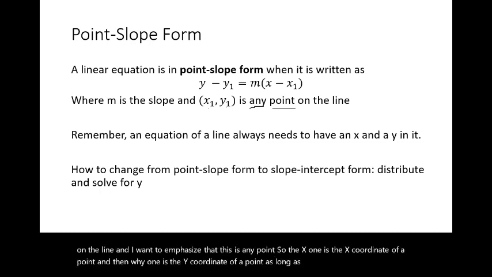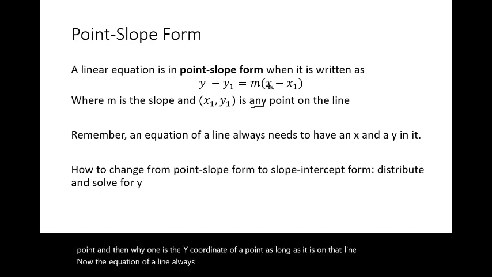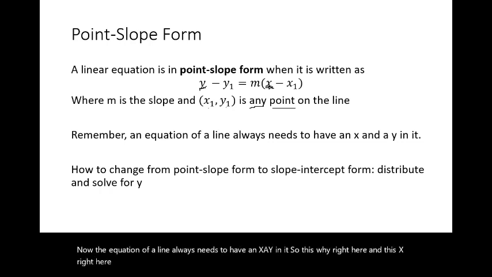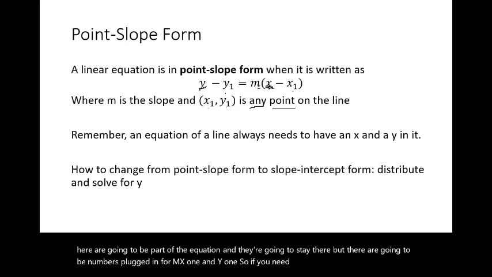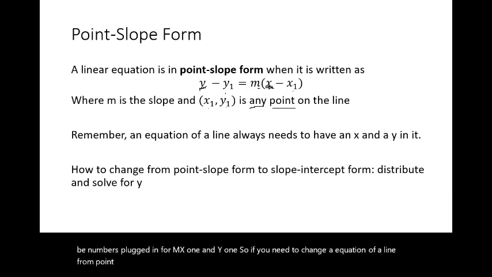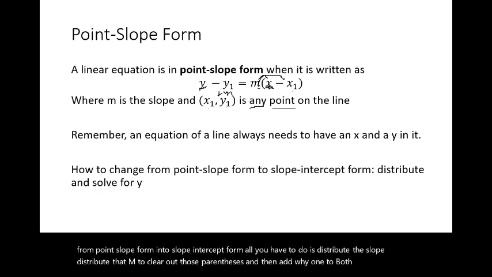Now, the equation of a line always needs to have an x and a y in it. So this y right here and this x right here are going to be part of the equation, and they are going to stay there. But there are going to be numbers plugged in for m, x1, and y1. So if you need to change an equation of a line from point-slope form into slope-intercept form, all you have to do is distribute the slope, distribute that m to clear out those parentheses, and then add y1 to both sides to solve for y.